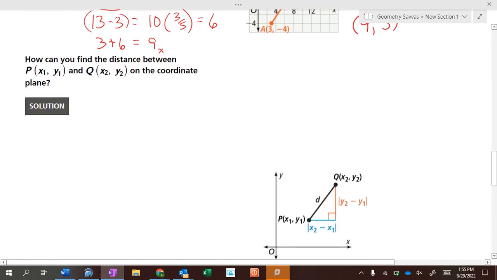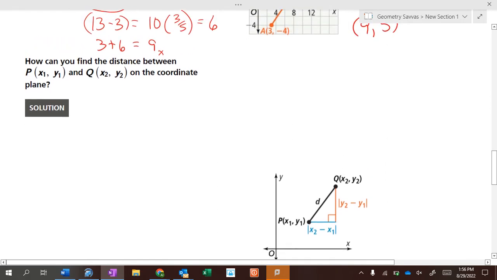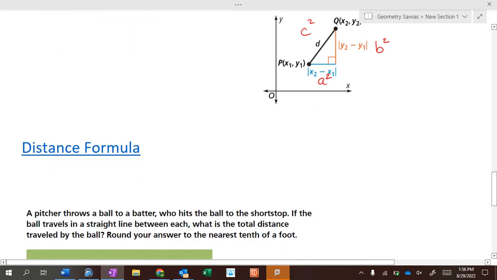Okay, the distance formula. Now the distance formula is basically the Pythagorean theorem. Have you ever seen the Pythagorean theorem before? C squared equals a squared plus b squared. We'll use that a lot in this class. So if this is a, and this is b, and this is c, basically, a squared plus b squared equals c squared.